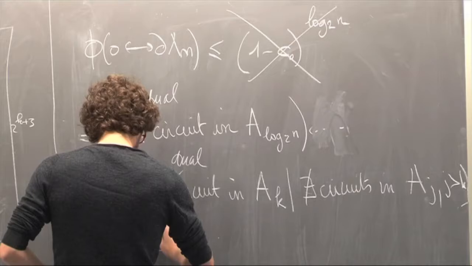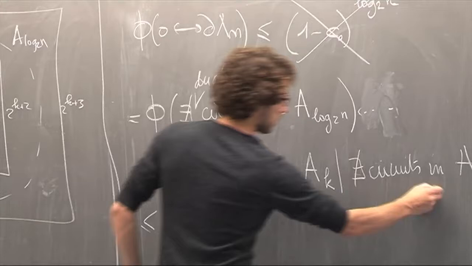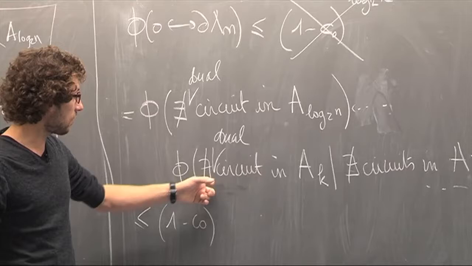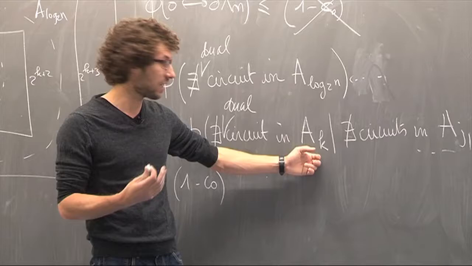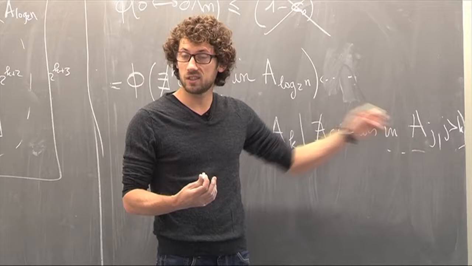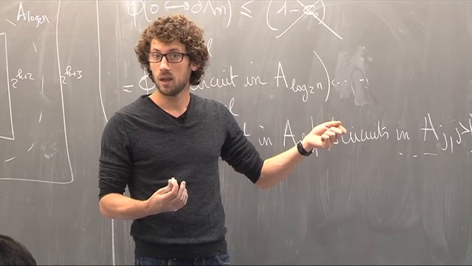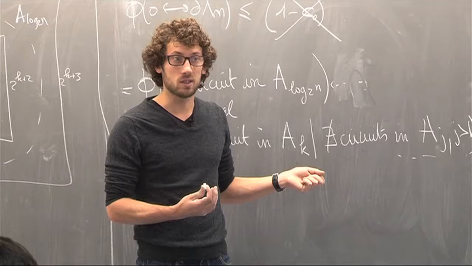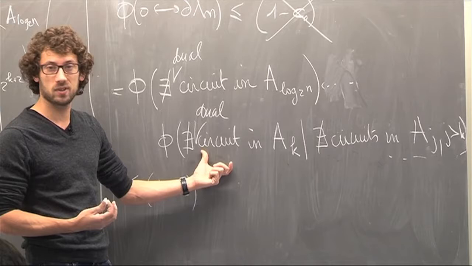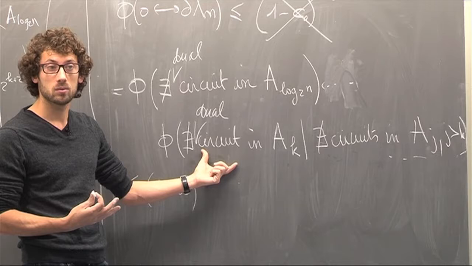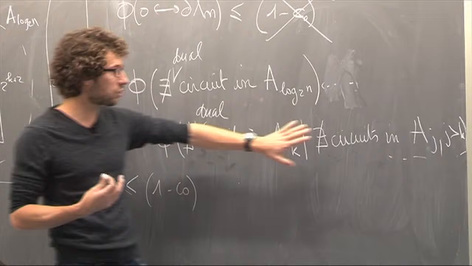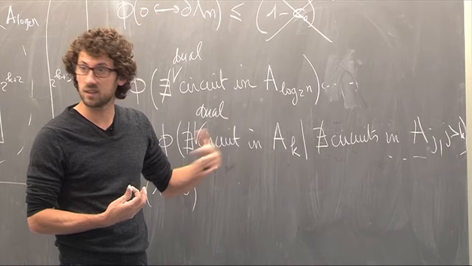But now, even this, let's look at the generic guy. The fact that there is no dual circuit in A k is helped a lot by the fact that there is no dual circuit in A j for j larger than k. These two events are actually increasing. But if they are increasing, then they are positively correlated by the FKG inequality. So the non-occurrence of these guys is helping the non-occurrence of this guy, and it could help it a lot. That's the point. Maybe it helped it so much that even though, if I would not condition, I would have a probability bounded by 1 minus C0, if I condition, then in fact my probability is very close to 1.